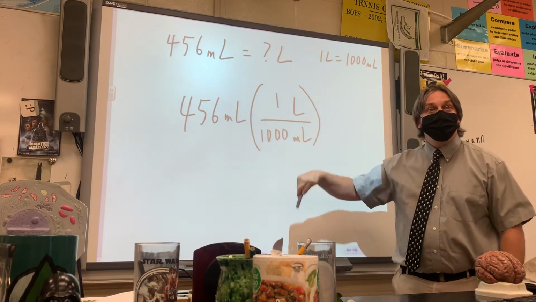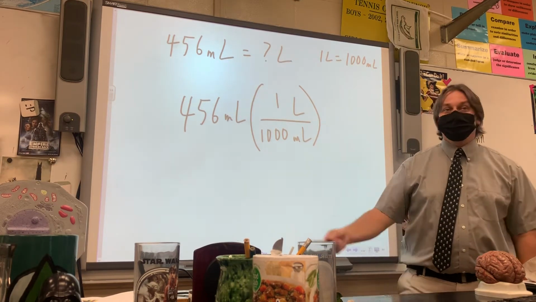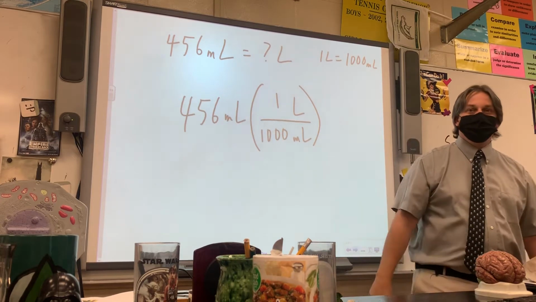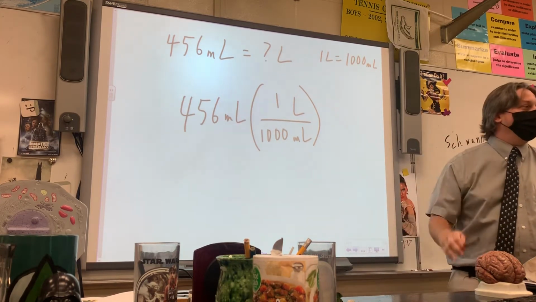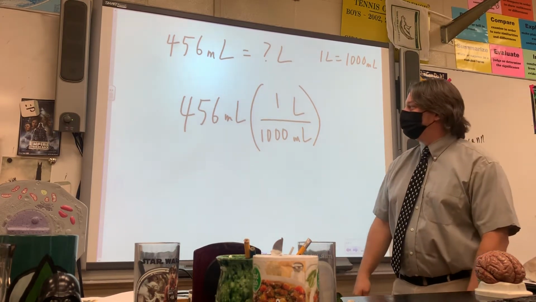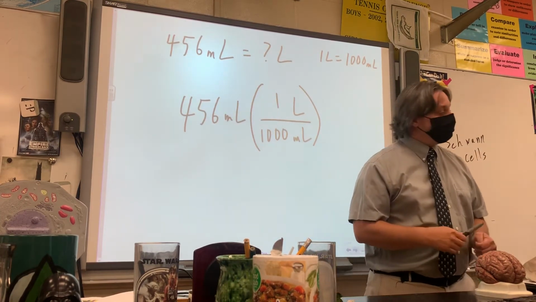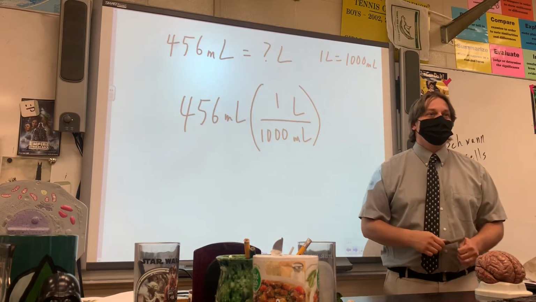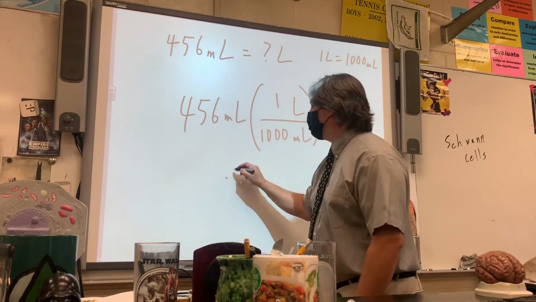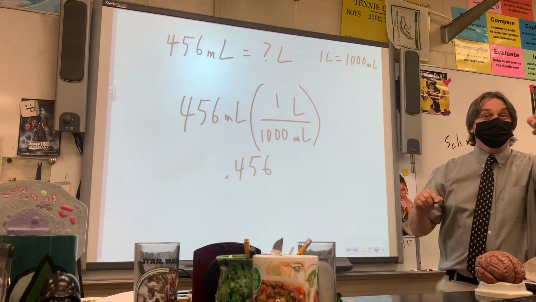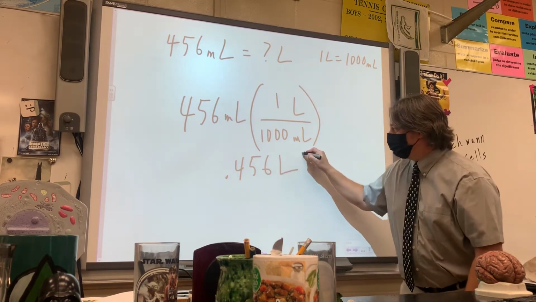Because the only non-1 number is on the bottom. So you're going to say 456.5 divided by 1,000. I'm going to let you use your calculator for this one. You could probably figure it out without a calculator, but I'm going to let you use it. Stop me if I lose you. 0.456. Very good. Liters.